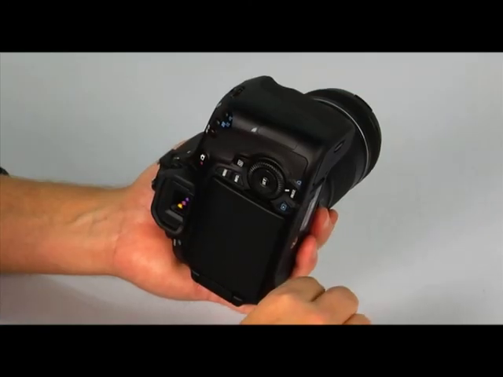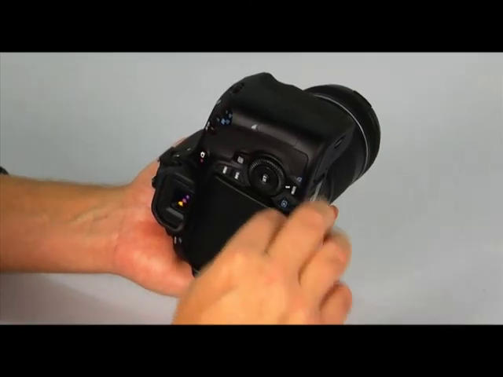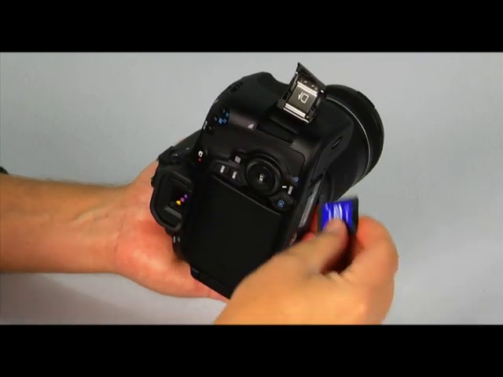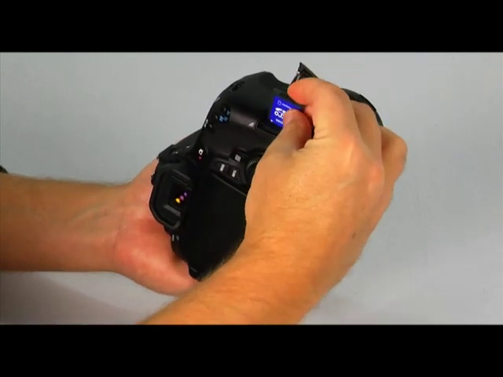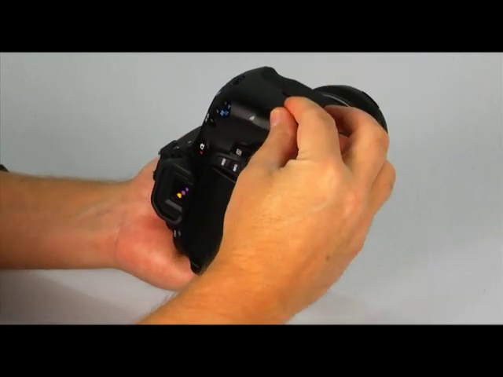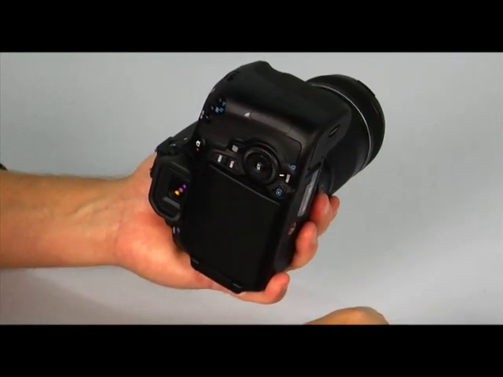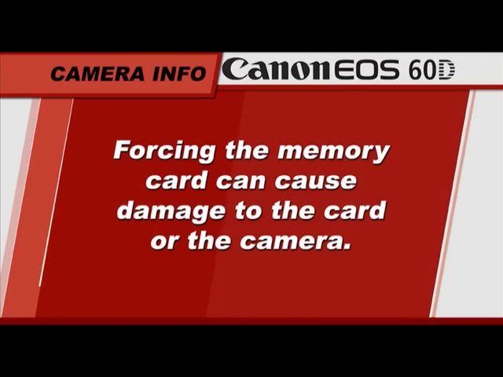To insert a memory card, slide open the memory card slot and insert the card with the manufacturer's logo facing towards the back of the camera. Do not force the card. If it's not positioned correctly, forcing the card can cause damage to the camera and the card.